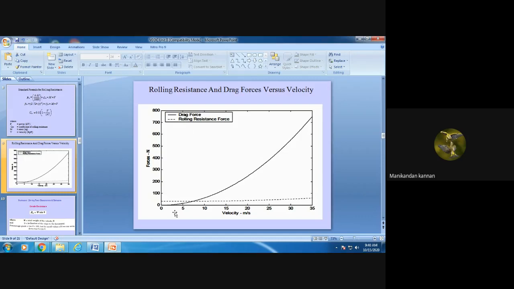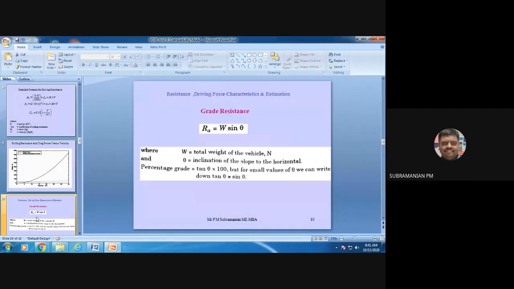See the variation, how the drag force increases when I increase the velocity. As velocity increases, my drag force increases more, whereas for rolling resistance you can see the increase is less. Next, we have grade resistance.